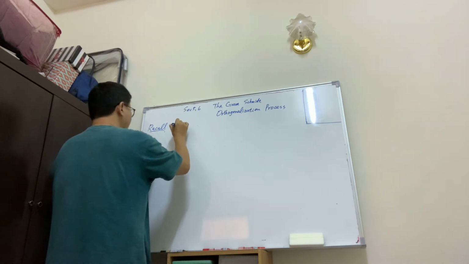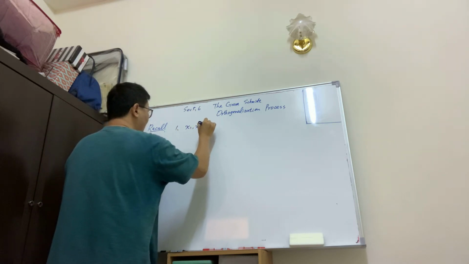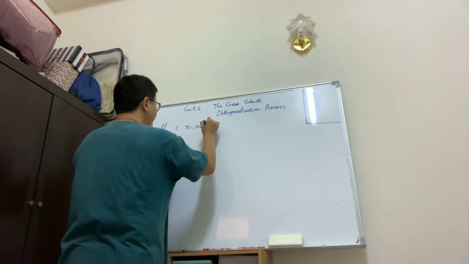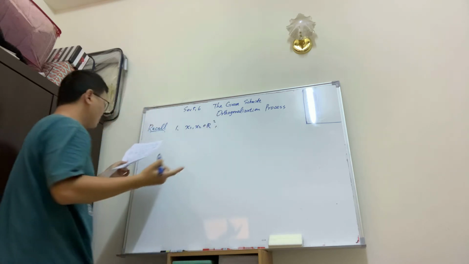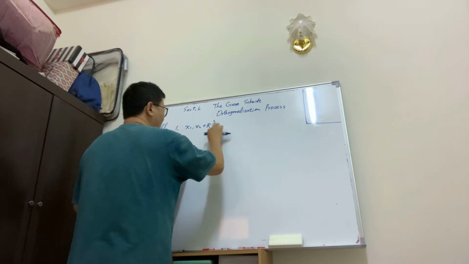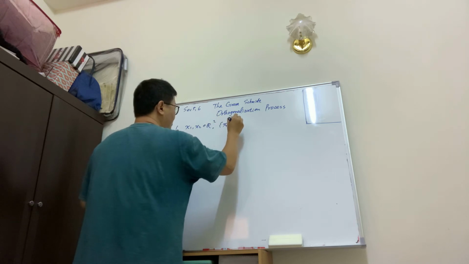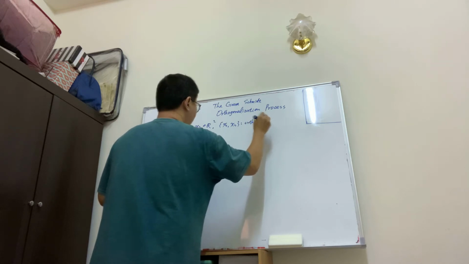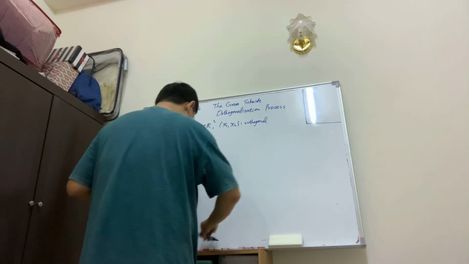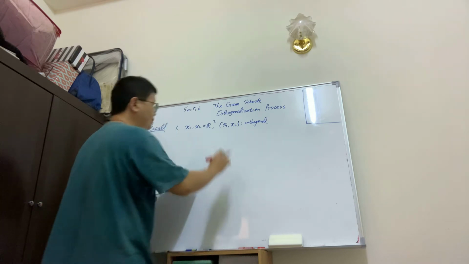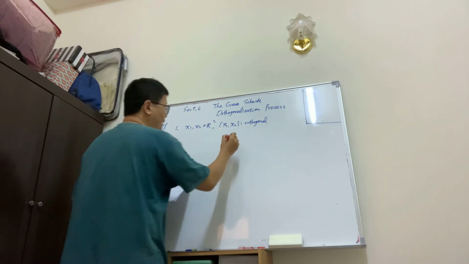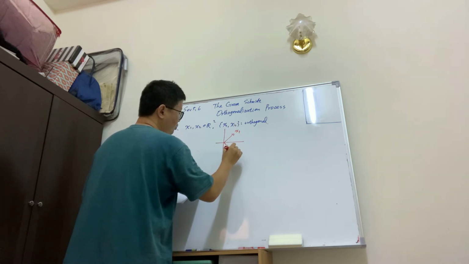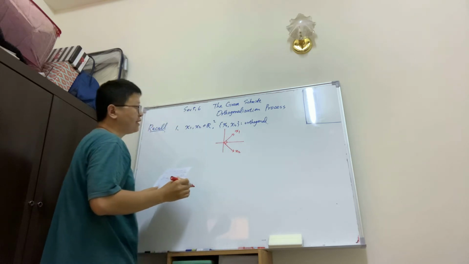First of all, let's recall. If we have two vectors in Rn, or in R2, that's fine, and these two vectors are orthogonal, then what can we say? Two vectors being orthogonal in the xy plane means that the angle between them must be 90 degrees, right?